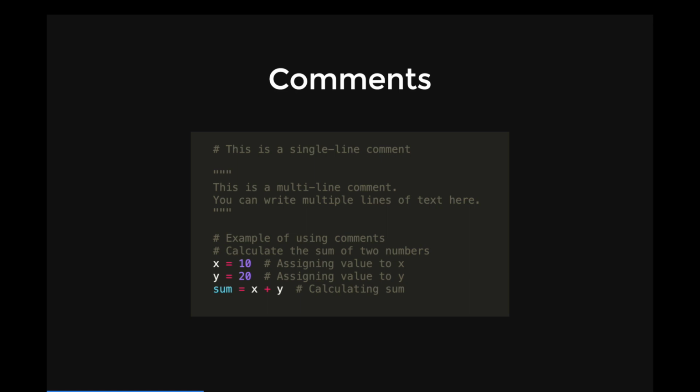Next, I'm assigning a value of 10 to x, and I'm also explaining what I'm doing there. y is equal to 20, I'm saying assigning value to y, and sum equal to x plus y, and I'm saying in the comment that I'm calculating the sum. Understanding and mastering these basic syntax elements will enable you to write simple Python programs and manipulate data effectively. In the next sections, we'll explore control flow, functions, and more advanced concepts in Python programming.